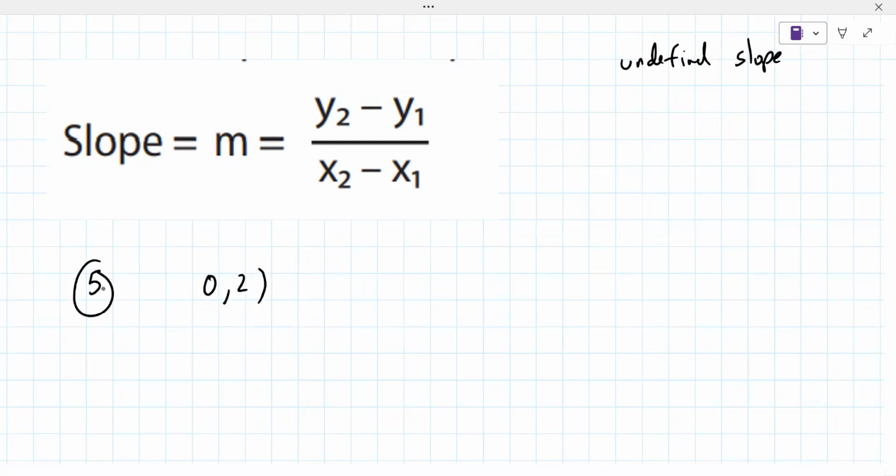Number 5 is 0, 2 and 4, 0. So why don't you start with this one and see if you can determine the slope. I'm going to step away for 30 seconds or less and be right back. Okie dokie. x1, y1, x2, y2.